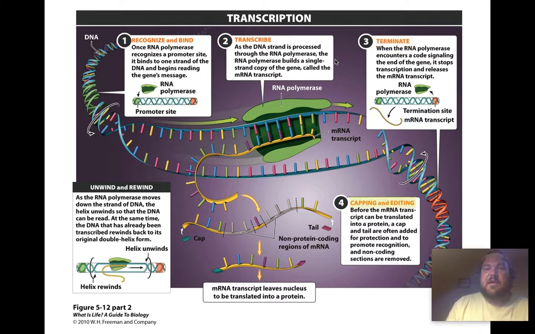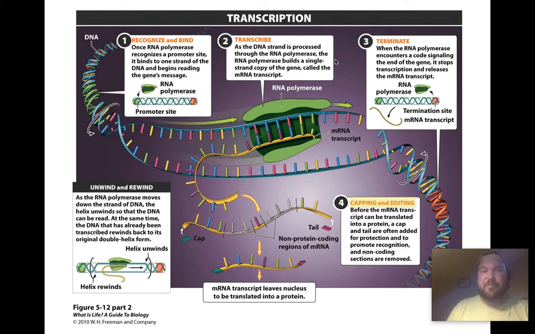The last step is capping and editing. Oftentimes, before the mRNA transcript can be translated into a protein, a cap and tail are added for protection because it's going to leave the nucleus and enter the cytoplasm. And those non-coding regions, the introns that are within the gene, are often removed. So what you have is just a short transcript of the specific coding section of a gene, but instead of DNA, it's now single-stranded RNA. That's it. Now it will leave the nucleus and enter the cytoplasm.